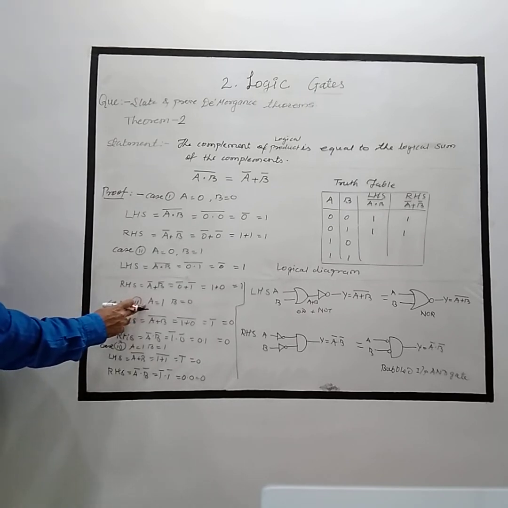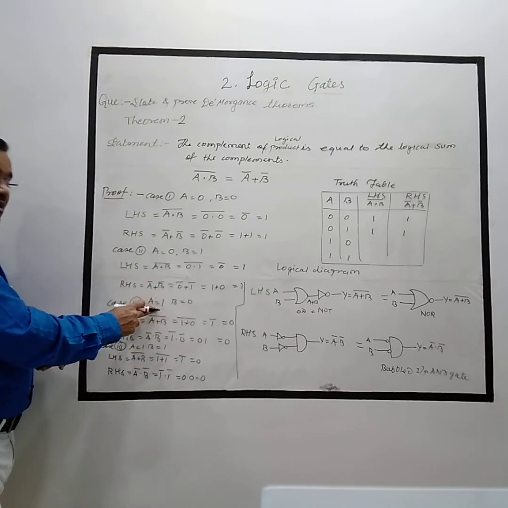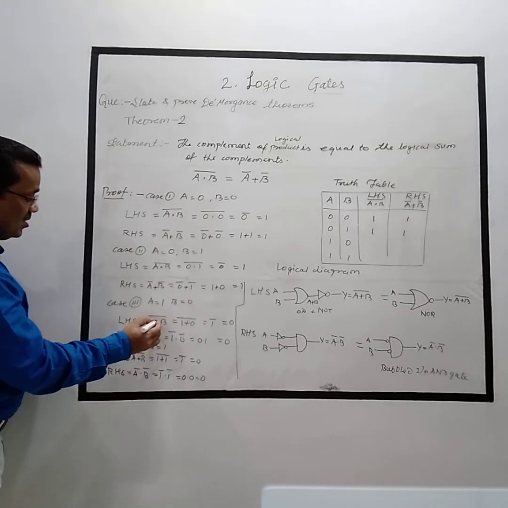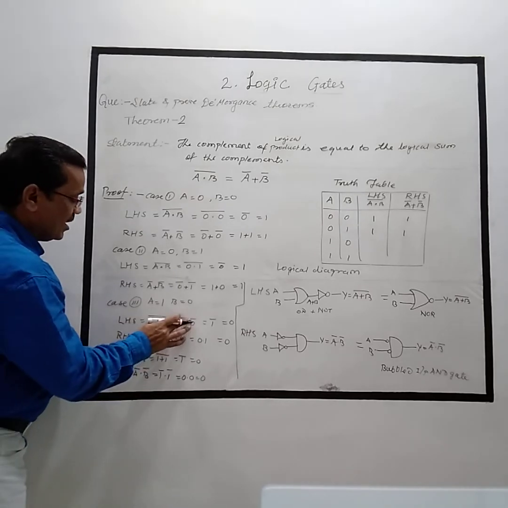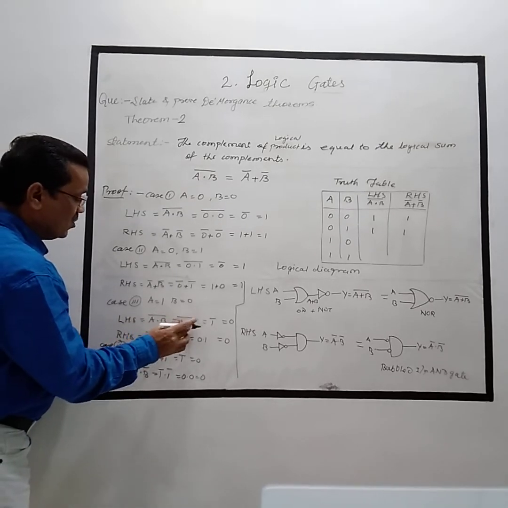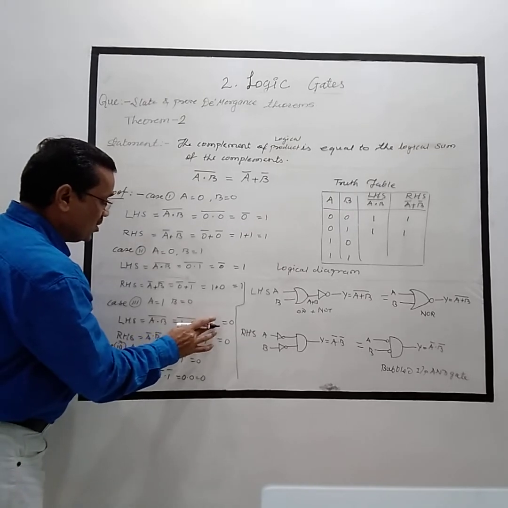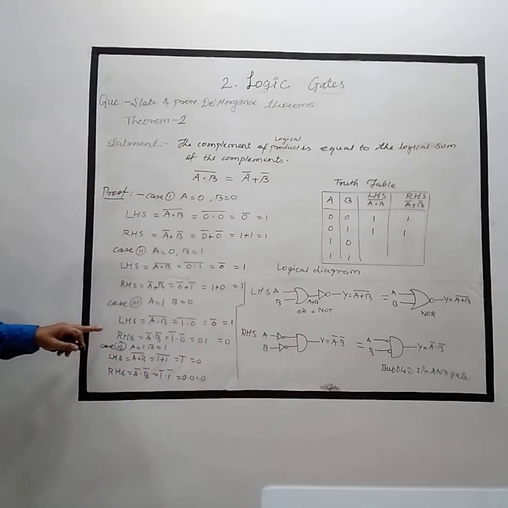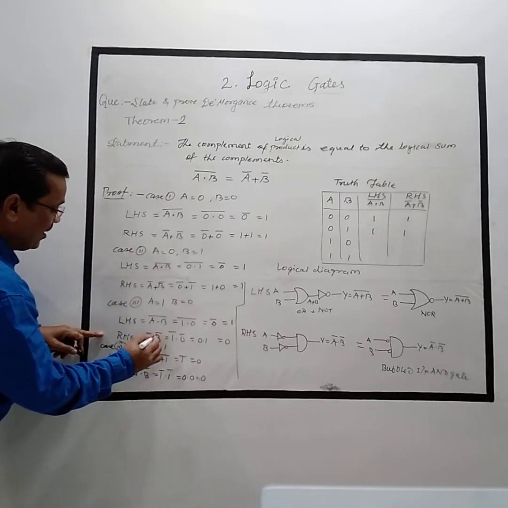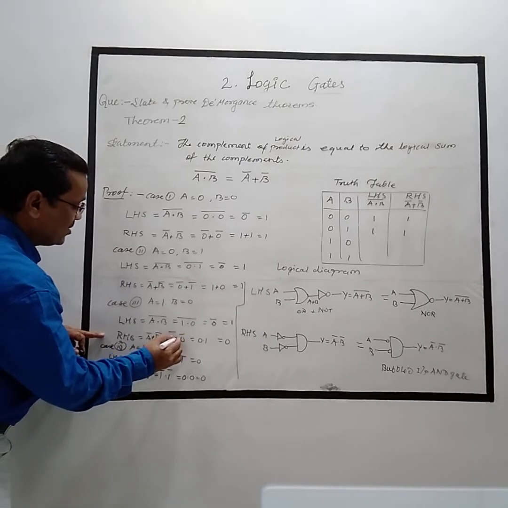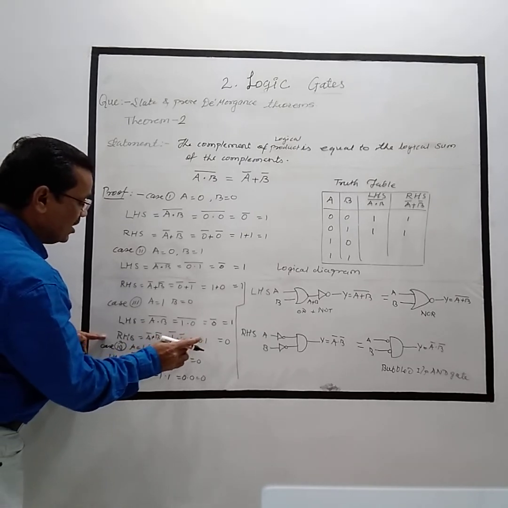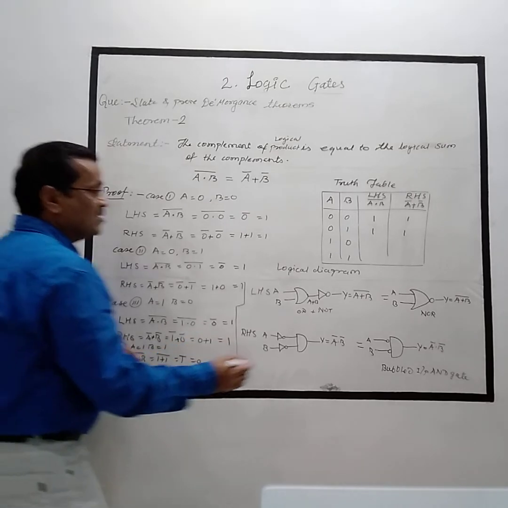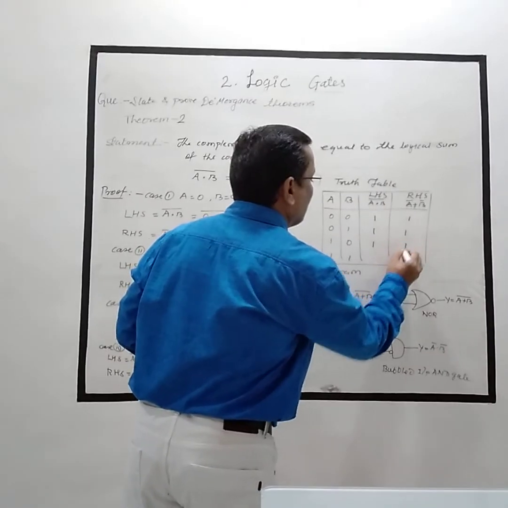Case number 3, A is equal to 1 and B is equal to 0. Substitute these values. A dot B, A is 1, 1 dot 0 is 0 and 0's complement is again 1. RHS, A complement plus B complement. 1 complement plus 0's complement, 1's complement is 0 and 0's complement is 1. Again here it comes out to be 1. So third case is again 1, 1.